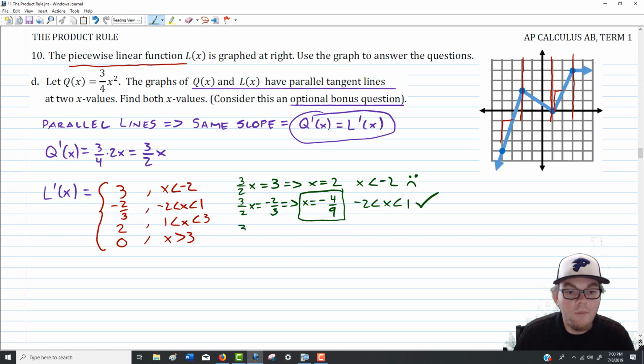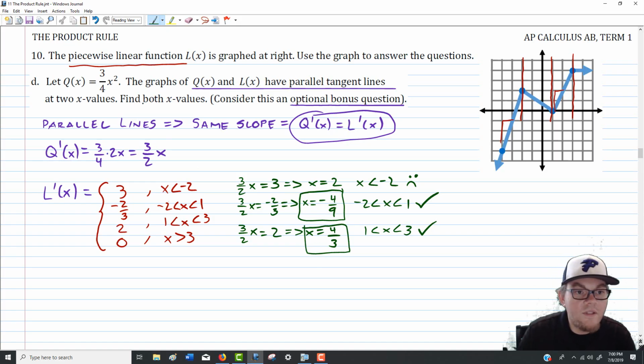Our second one will be when Q prime equals 2. That leads us to x being equal to 4/3. And 4/3 is also definitely between 1 and 3. So there is our second value. We've now found the second.